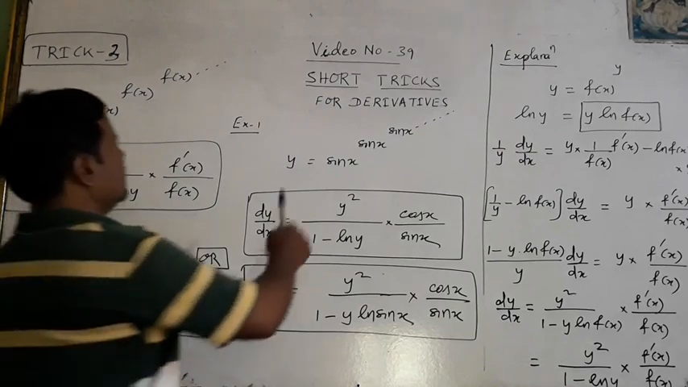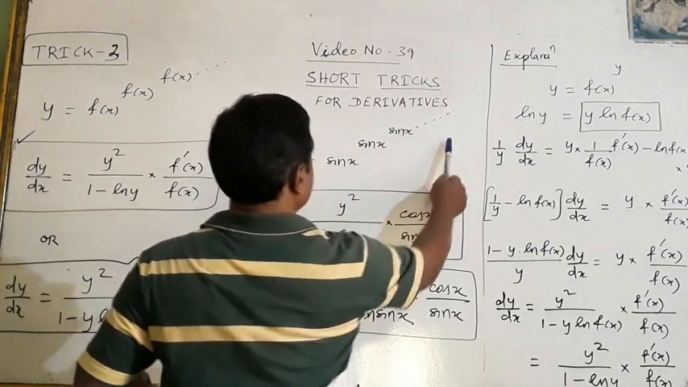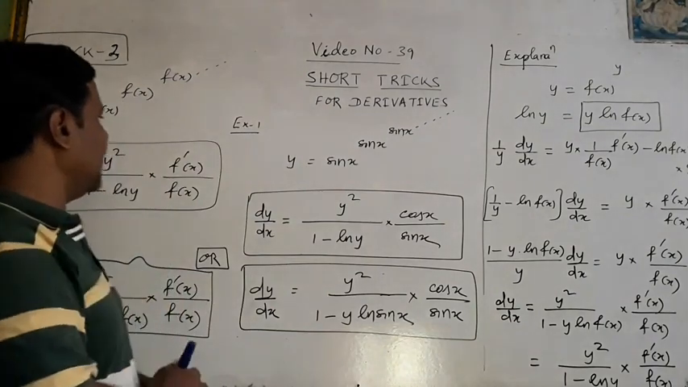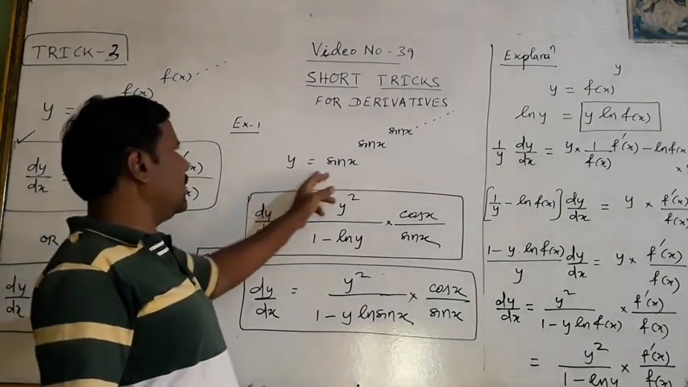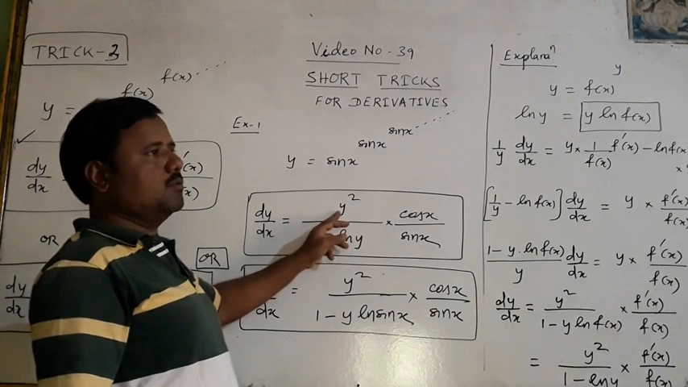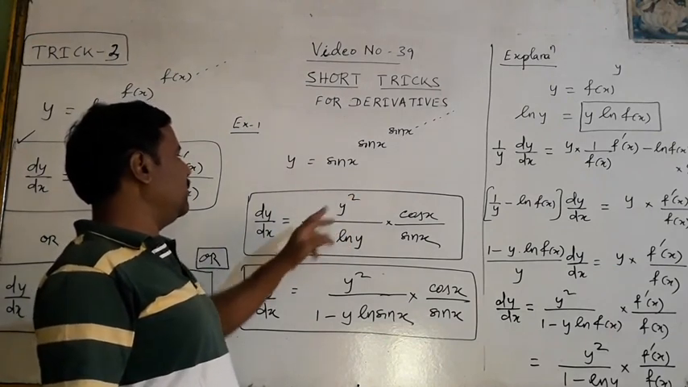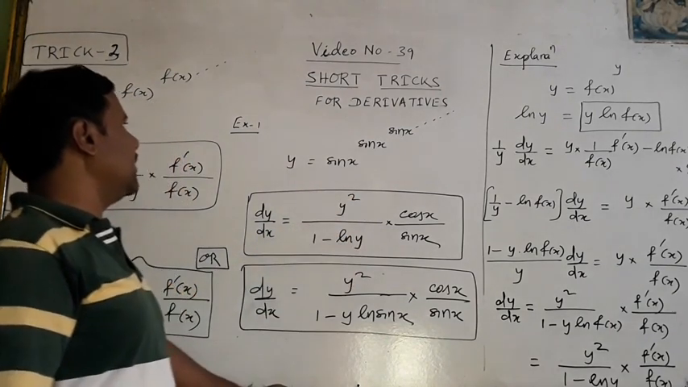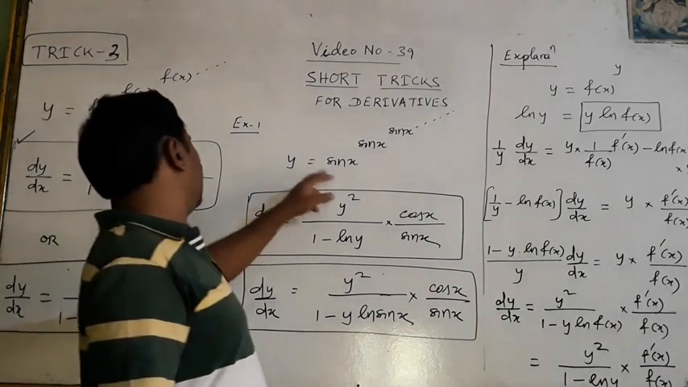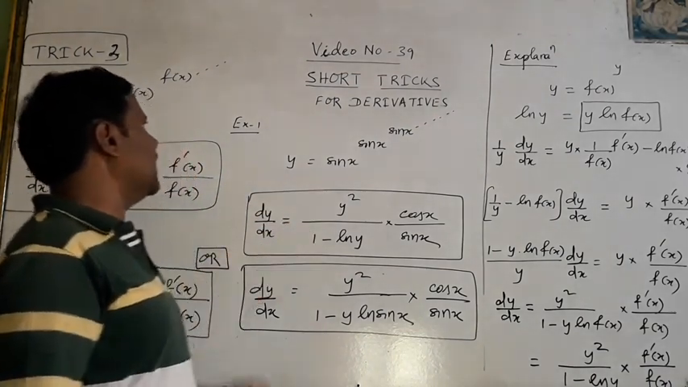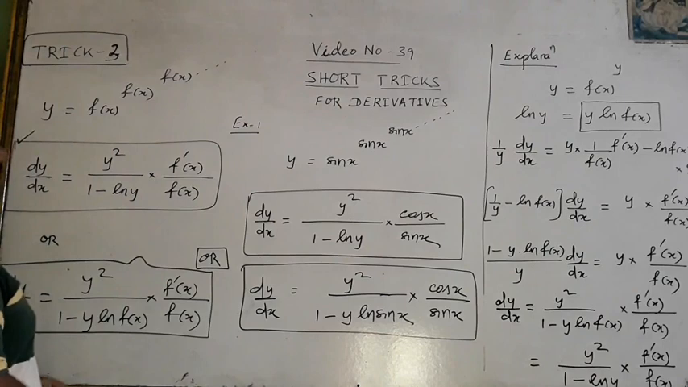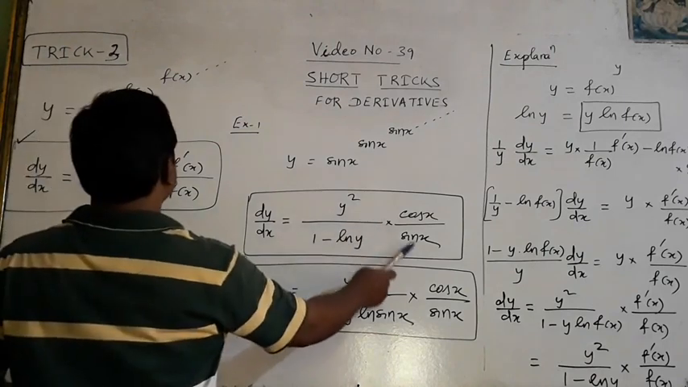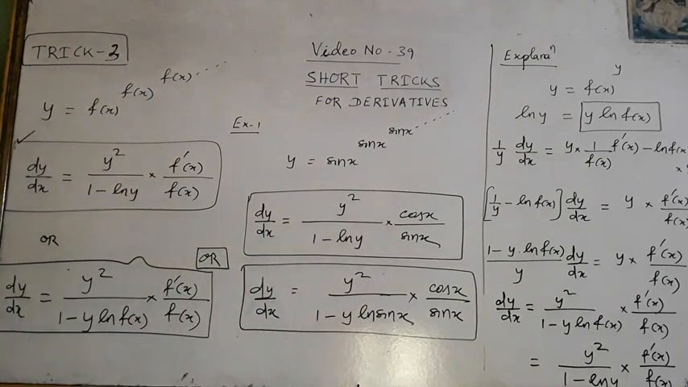Suppose this is sin x to the power sin x to the power sin x and so on. What is the answer? The answer is y square, whatever you write here, you should write its square. So y square by (1 minus ln y) into f dash x by f(x). Here f(x) is sin x, so f dash x is cos x. Cos x by f(x), f(x) meaning sin x.